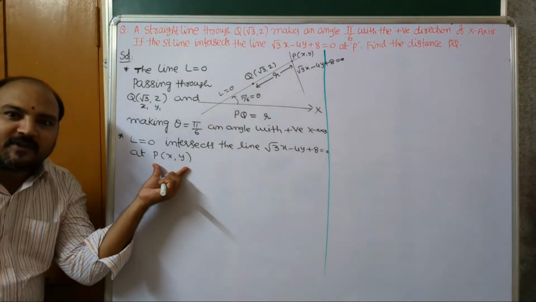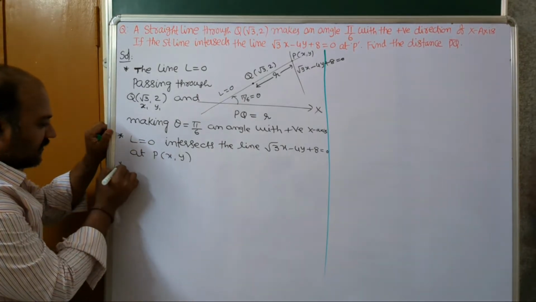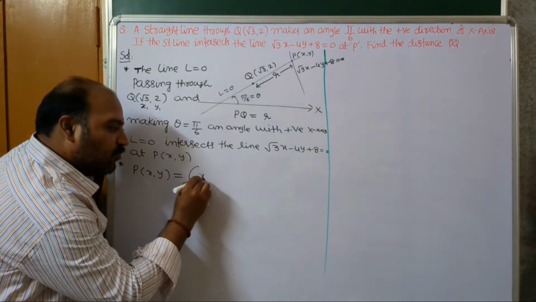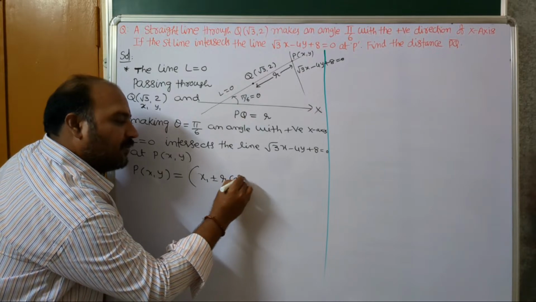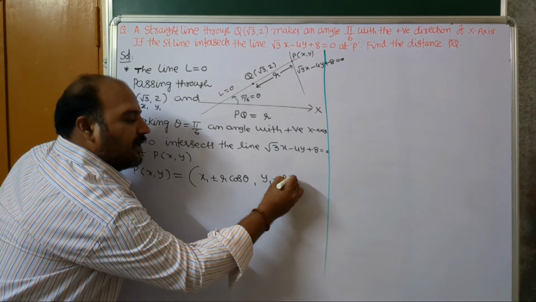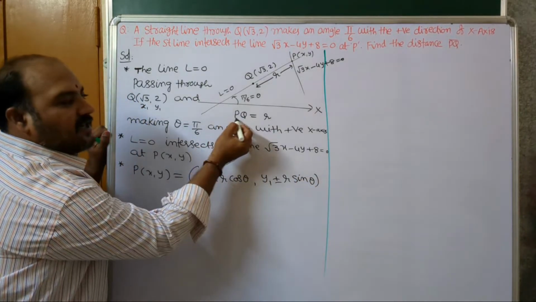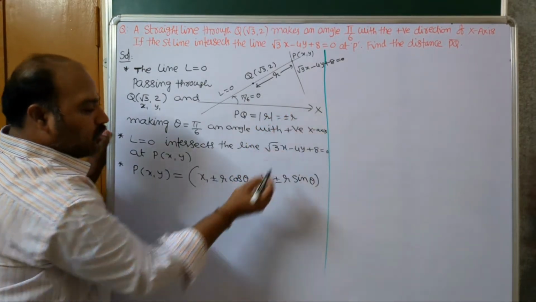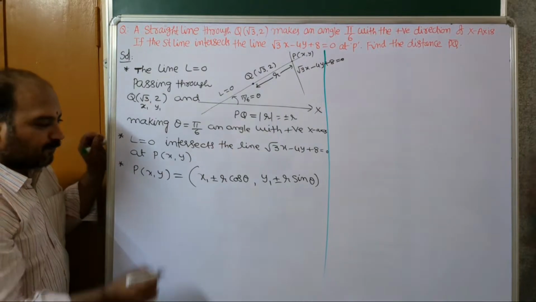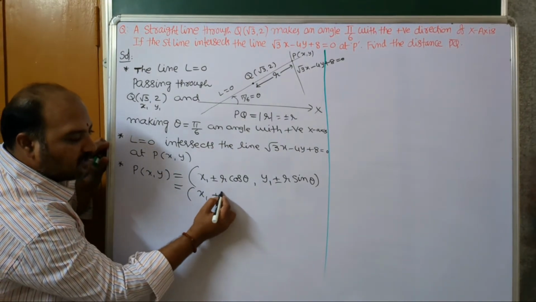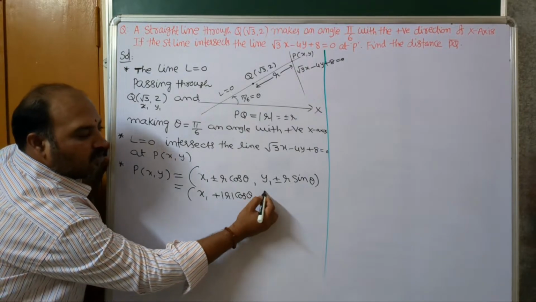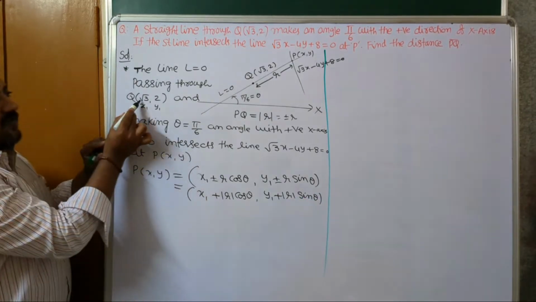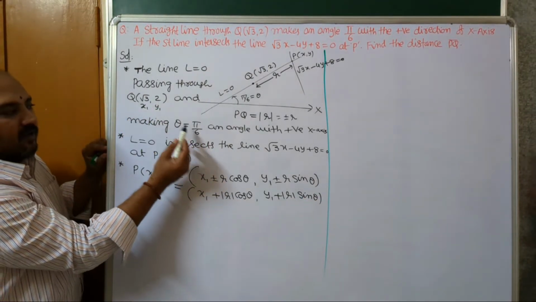So how to calculate P of x comma y? By using parametric equations of the straight line: P of x comma y equals x1 plus or minus r cos theta, y1 plus or minus r sin theta. Here the distance PQ equal to r, so wherever plus or minus r is there, you replace it with mod r. So x1 plus mod r into cos theta, y1 plus mod r into sin theta. The x1, y1 values and theta are available here.